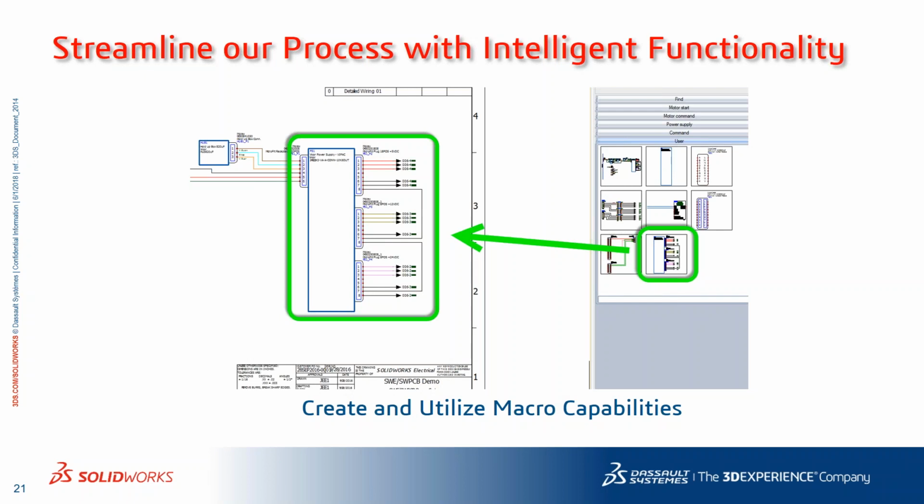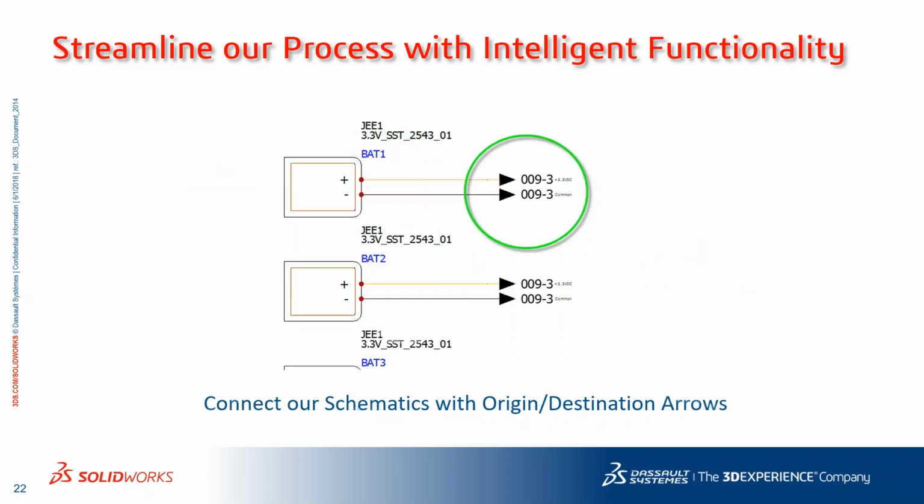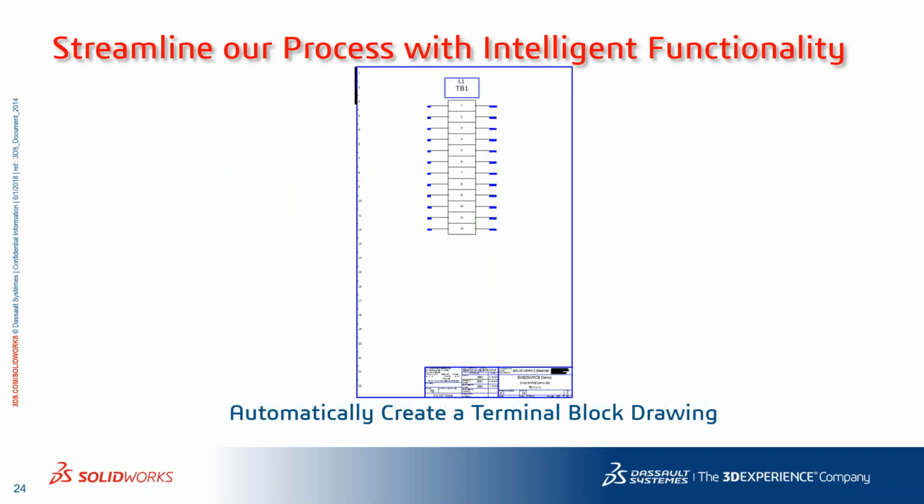So what we're going to use is, again, one of my favorite features known as the macro capability. And then we're going to go ahead and connect our sheets together using origin destination arrows. And then we're going to create a terminal block drawing without actually drawing anything out.